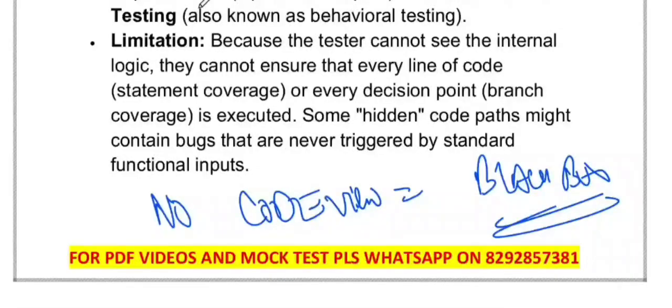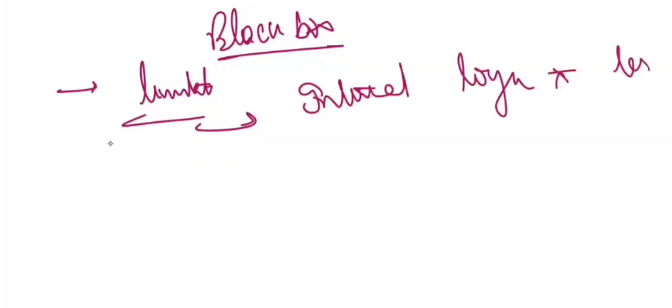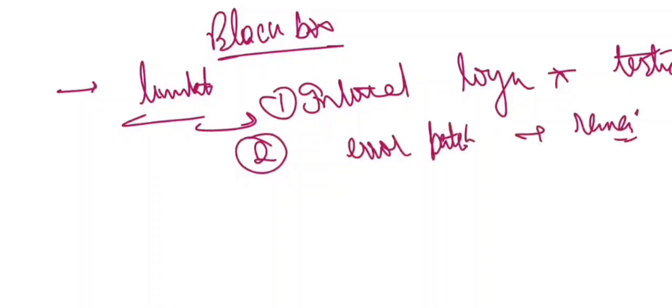You cannot see the source code. You test only functional behavior. It is based on requirements. And what is the limitation of the black box? Yes, there are limitations also. Internal logic is never tested. That is the first limitation. The second limitation is that hidden error paths remain as they are. And also, no access to source code is automatically black box. Think about it. So I hope this question is also crystal clear.